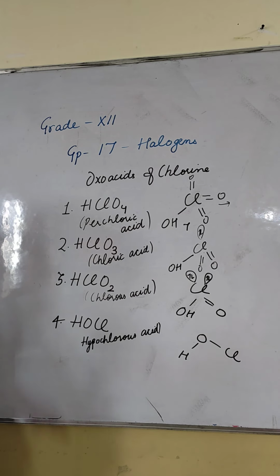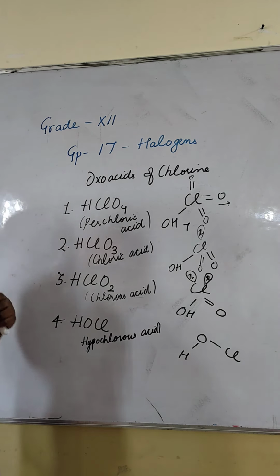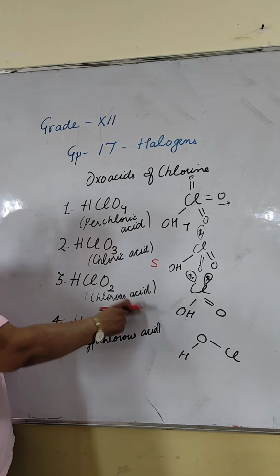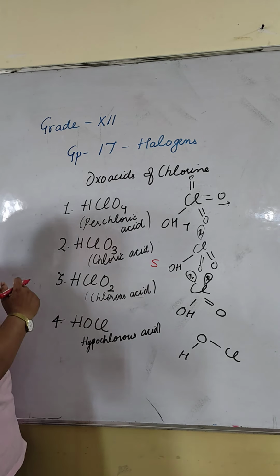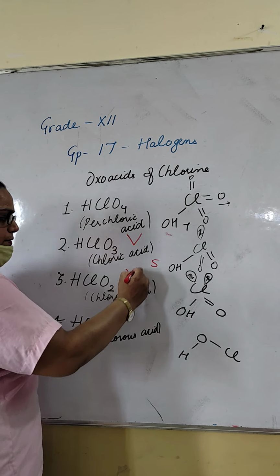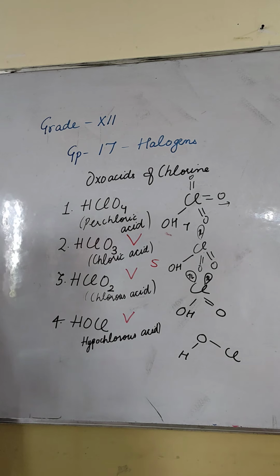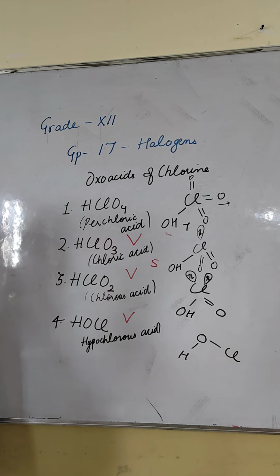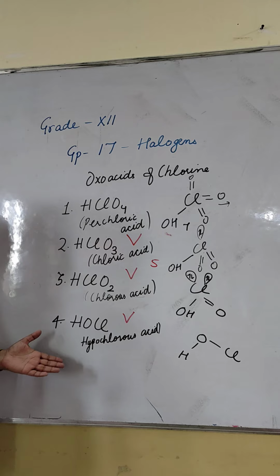Next, if I talk about which one is more acidic, the higher the oxidation state, the higher the acidic nature. Here the oxidation state is 7, here 5, here 3, here 1. So perchloric acid is highly acidic. Higher the oxidation state, higher is the acidic behavior. Okay?